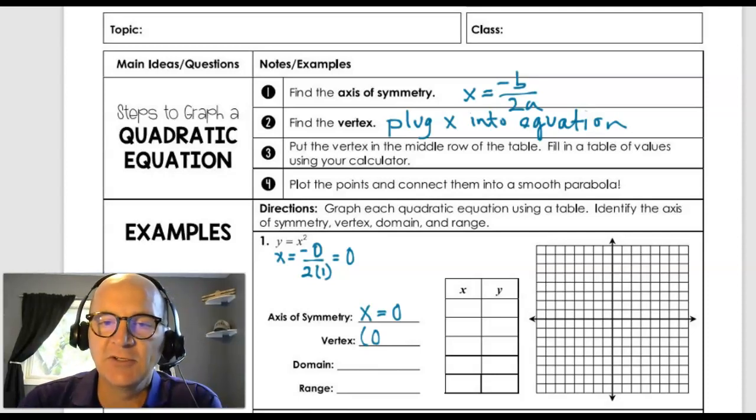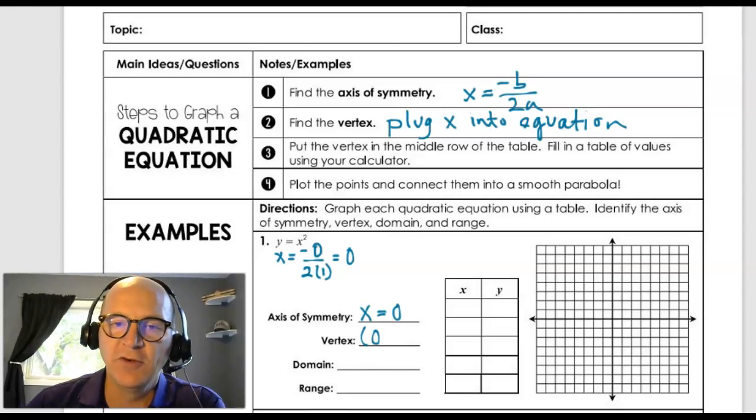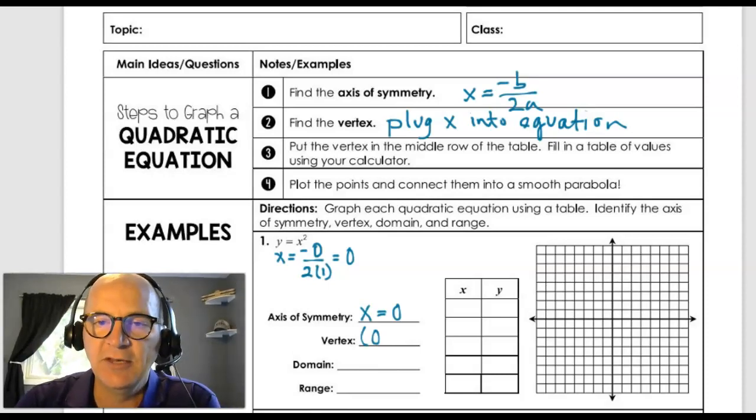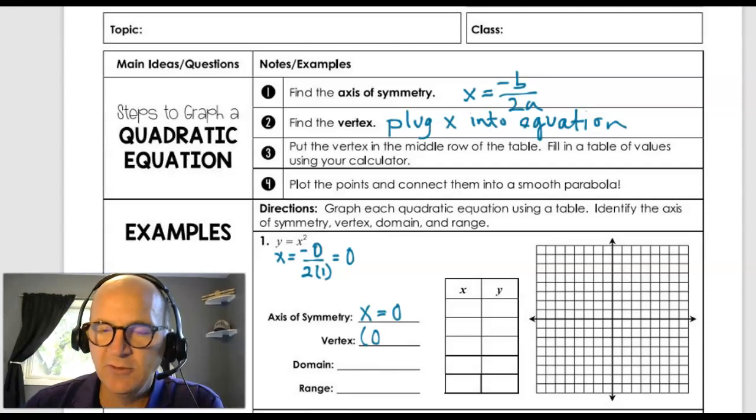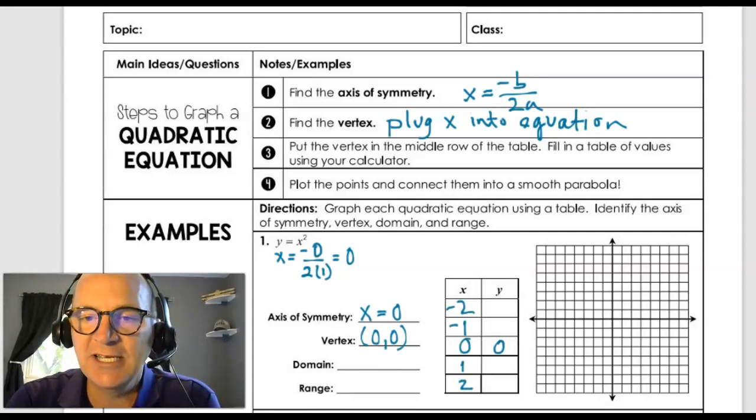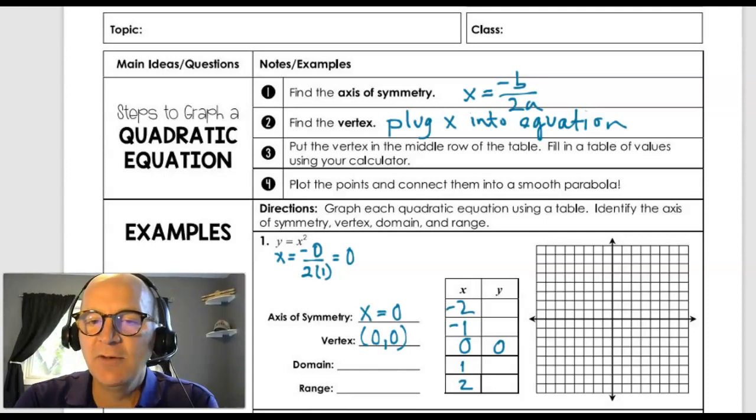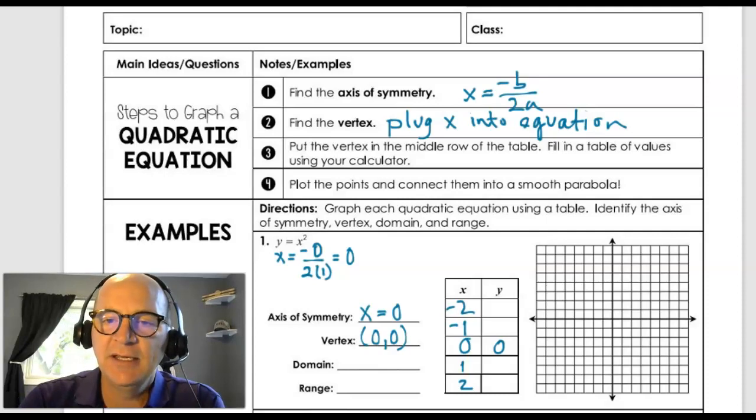And notice that that's also the x coordinate of the vertex. Well, you plug 0 in for x squared, and you're going to get 0. So we know that the vertex is at 0, 0, so that's what we're going to do. We're going to put the vertex in the center of the table, and then what we want to do is just go a couple of x values to the left of it and a couple of values to the right. In other words, some ahead and below.